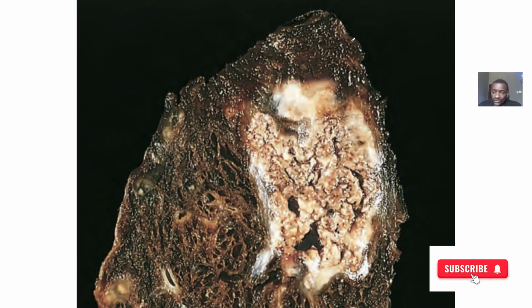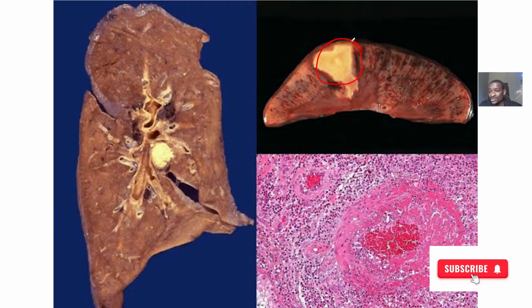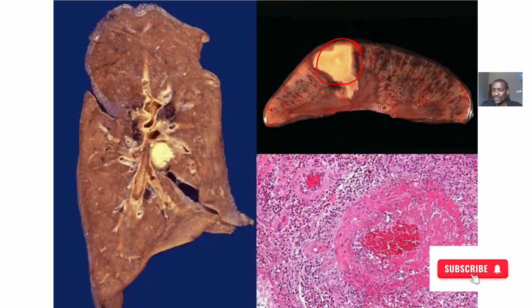Chalky necrosis of tissues. Alright, so it's a type of what? Identification of necrosis. Alright, so it's very nice. It's something they can actually ask in your oral exam in anatomical pathology and all of that. So it just refers to fat necrosis, where dead fat cells release fatty acid that combines with calcium. So it's a reaction between fatty acid and calcium that forms whitish stuff that looks like chalk deposits.